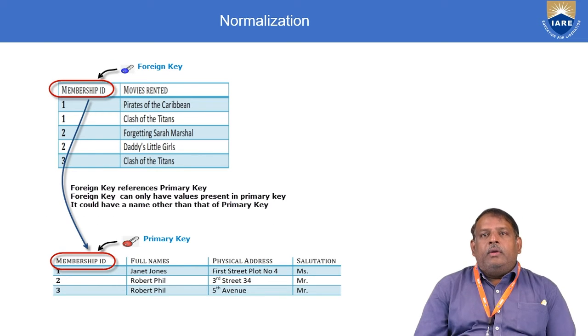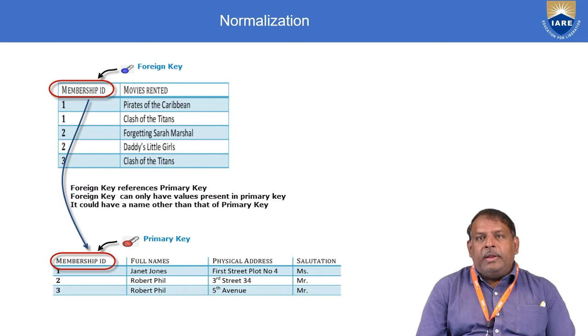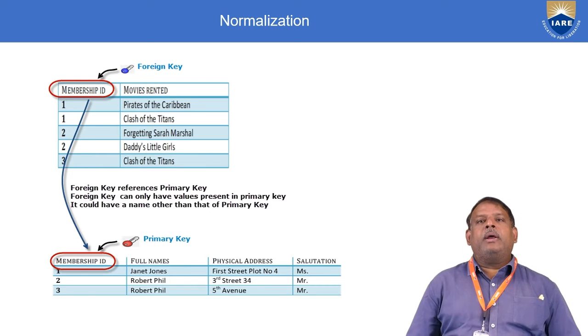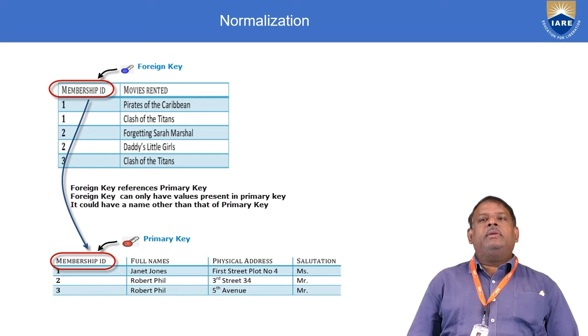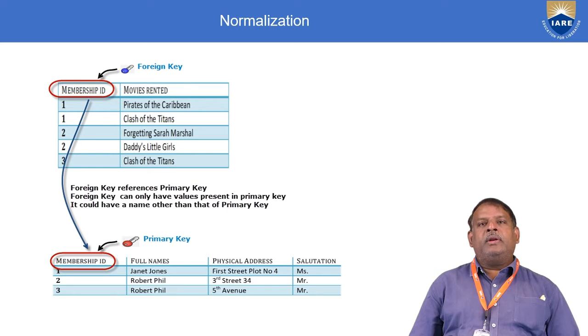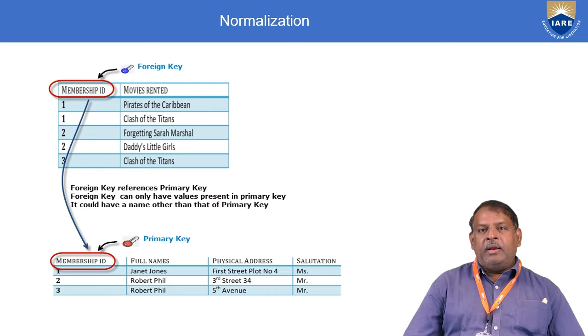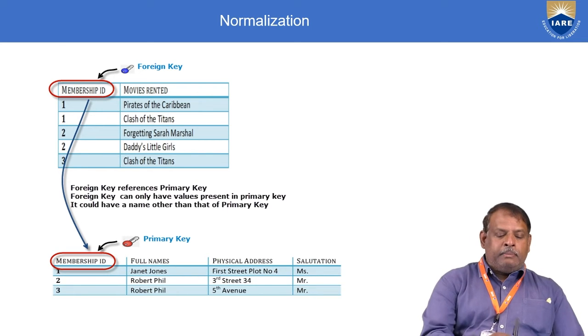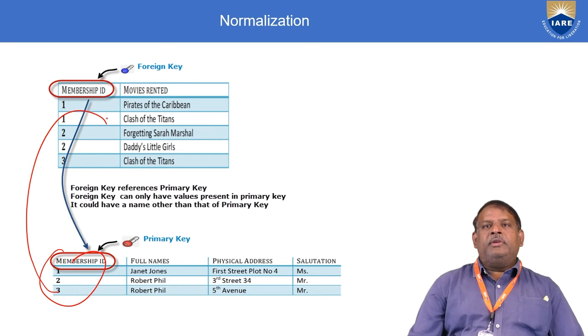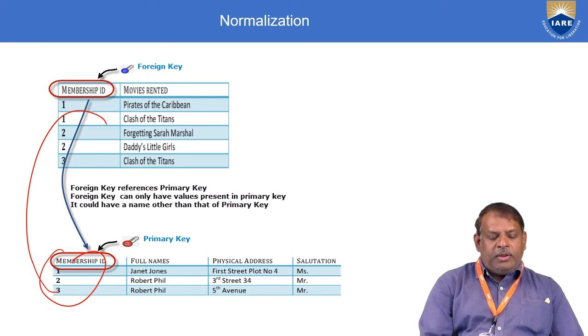So here, we have 2 tables. The foreign key references the primary key. Foreign key can have values present in the primary key. It can have a different name from that of the primary key. Here, my customer data is stored in table 1, like 1, 2, 3, there are 3 members, and we are linking this membership ID to the second table, which is the movies which we have in our library.